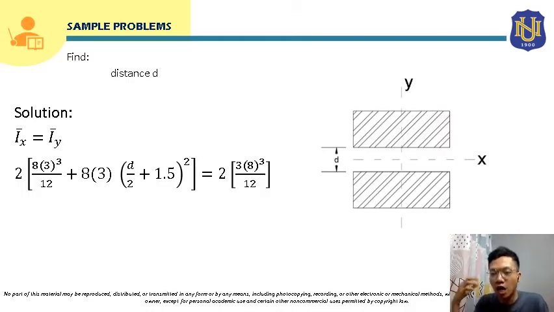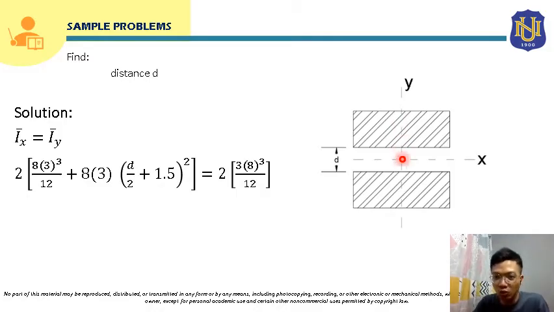Its centroidal moment of inertia is BH cubed over 12. And the centroid of this rectangle is not located at the reference axis, so we need to apply the transfer formula here. So we need to add the transfer term. Okay, so we're going to determine the distance d. Distance d is the distance between the centroid and the reference axis.